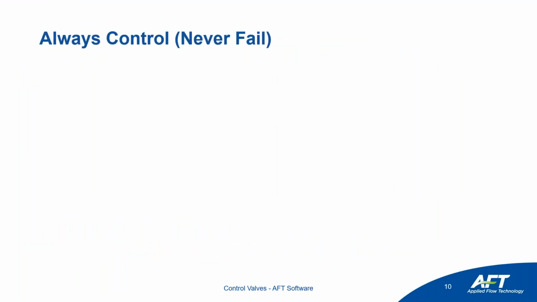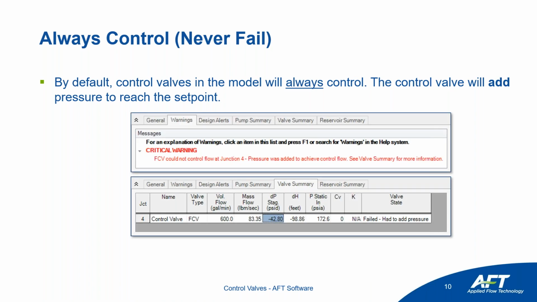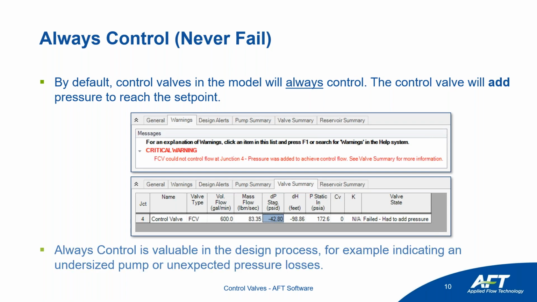So to reiterate, the reason that we're adding this pressure is because of this setting that we include called always control, never fail. This is a default setting, so when the control valve fails, for example, when we've set our expectations for the control valve at an impossible limit, it'll continue to add pressure to achieve that set point. That's valuable for troubleshooting. So again, as we saw, you may have to add an additional 108 psi-d.